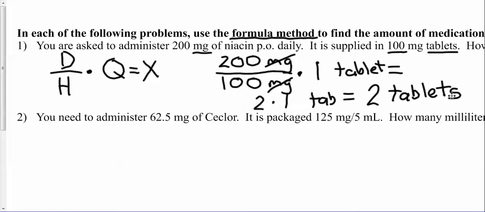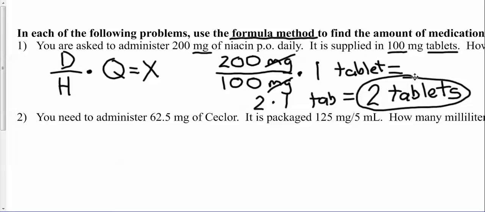And hopefully that makes sense, because if you have 2 tablets and each tablet is 100 milligrams, well, 2 times 100 milligrams would be 200 milligrams, which is the desired dosage. So example 1, the answer would be 2 tablets.